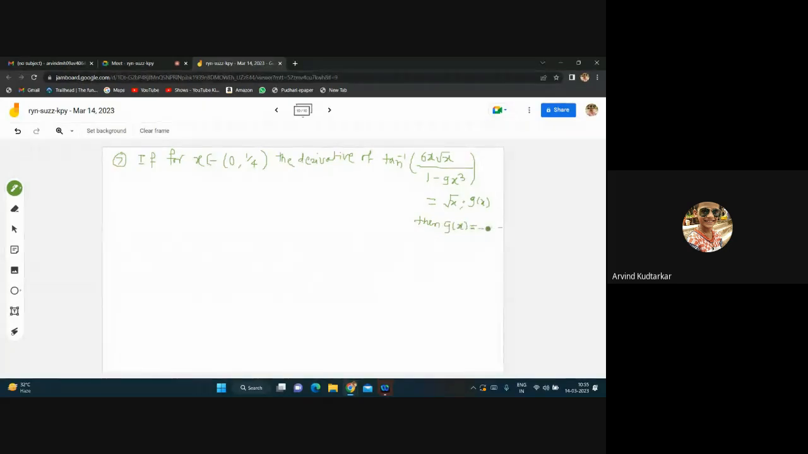मतलब आप लोगों को g of x की वैल्यू फाइंड करनी है. The derivative of tan inverse of 6x into root of x upon 1 minus 9x cube. So after simplifying the derivative of tan inverse, you will get the term in the form of root of x into one more function. So that one more function is nothing but g of x, and which we have to determine. Okay.